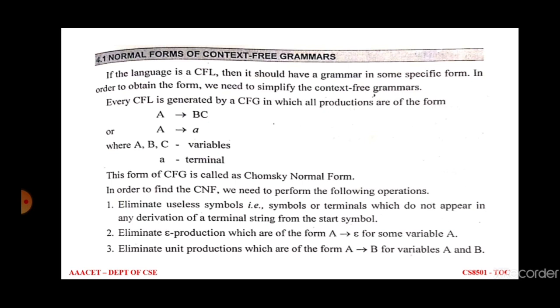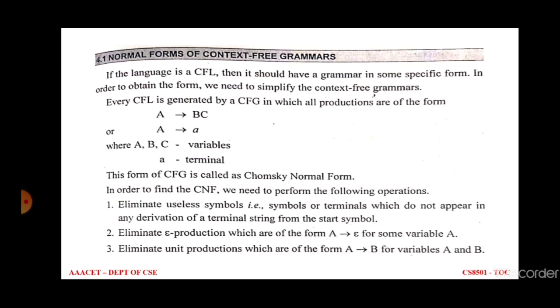If the production rules of the given grammar satisfy the below two conditions, then the CFG is called Chomsky normal form, that is CNF. In order to find the CNF, we need to perform the following operations, that is, we have to simplify the context-free grammar by following the below three techniques. The first one is eliminate useless symbols. In this we have to find the useless symbols, and after that we have to remove them from the given context-free grammar.